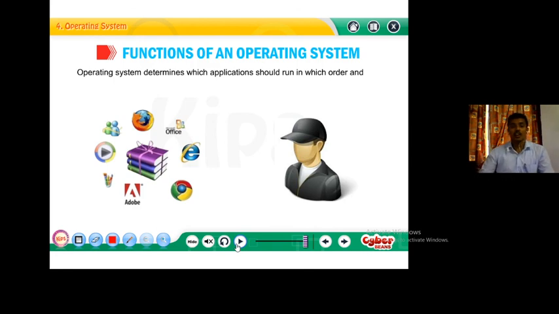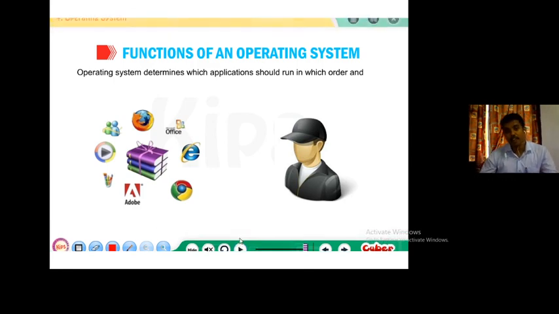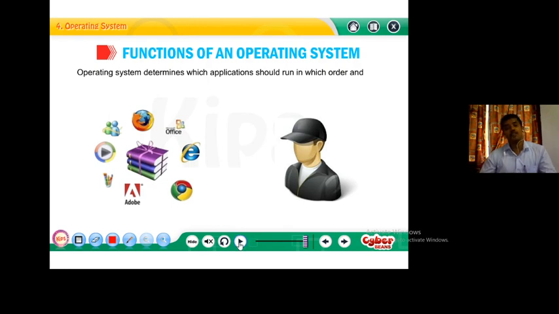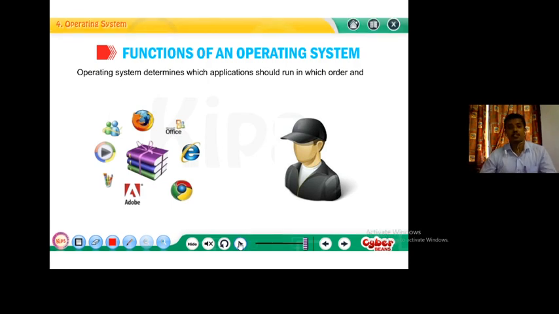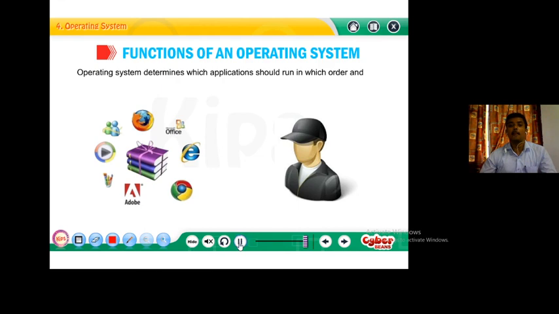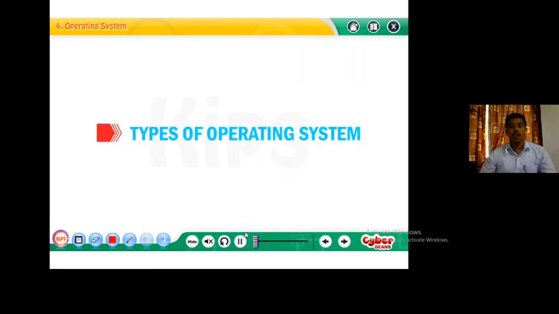Today I will conclude with only the functions of the operating system. So in a multitasking environment, many applications run together. At that time the operating system decides which application should run in which order and how much time should be allocated for each application. That is also controlled by the operating system. Okay, clear? So types of operating system I will discuss in the next video.